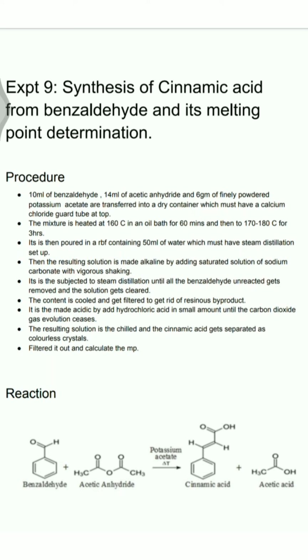It is made acidic by adding a small amount of hydrochloric acid, and this should be done until the carbon dioxide gas evolution ceases. The resulting solution is chilled and the cinnamic acid separates as colorless crystals. Filter it out and determine its melting point with the help of the melting point apparatus.